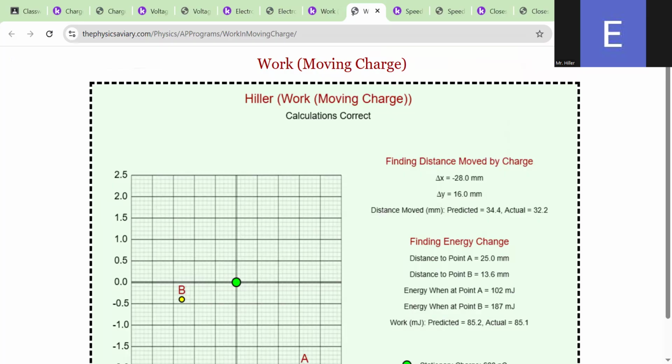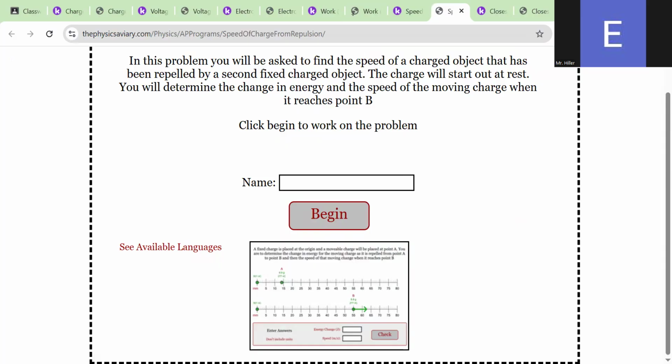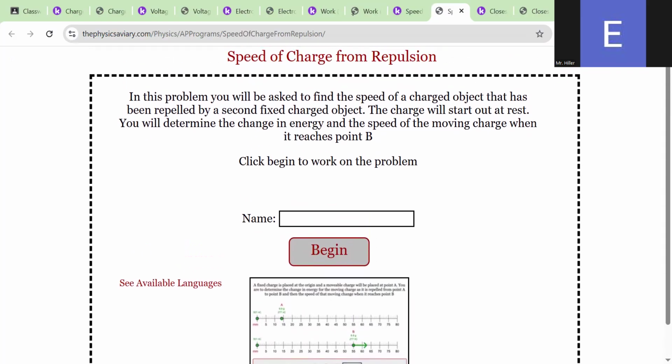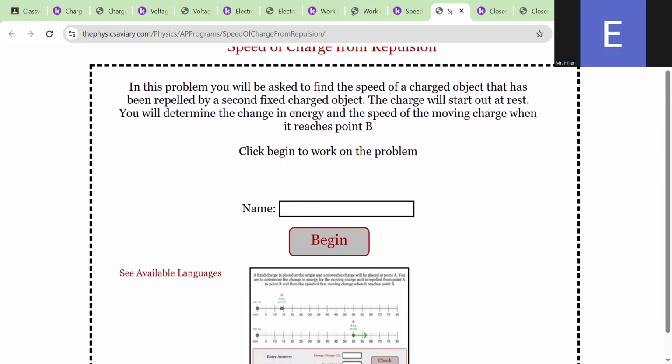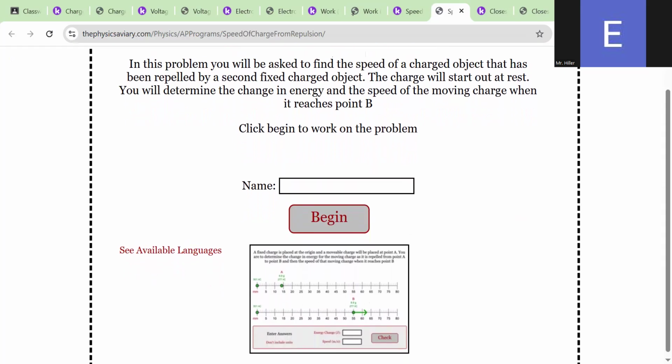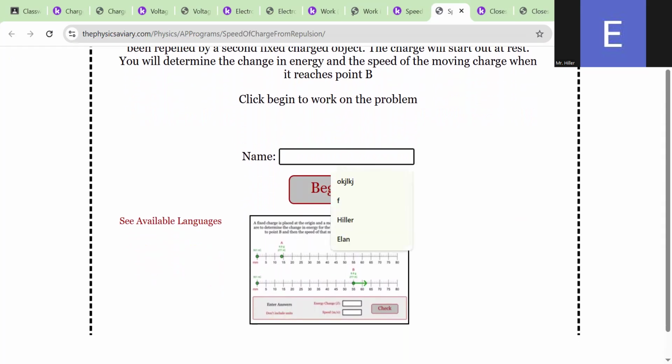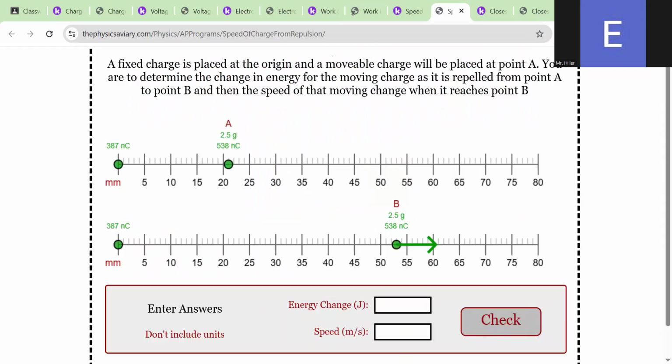All right, if you got this correct, let's move on to question number 5. Speed of charge from repulsion. Let's go ahead and put our name into that and we'll begin.